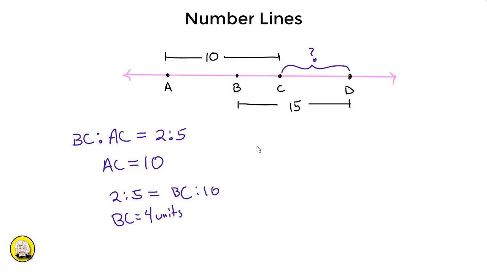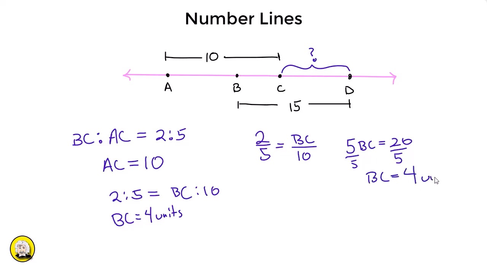And I could set that up in a proportion equation as well, as follows. 2 divided by 5 equals the length of BC, the overlapping segment, divided by 10. And I would cross multiply to say 5 BC equals 20. Divide both sides by 5, and BC equals 4 units. The same answer, looking at it through the proportion equation set up algebraically.